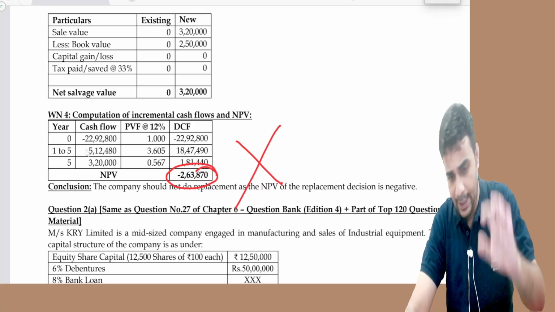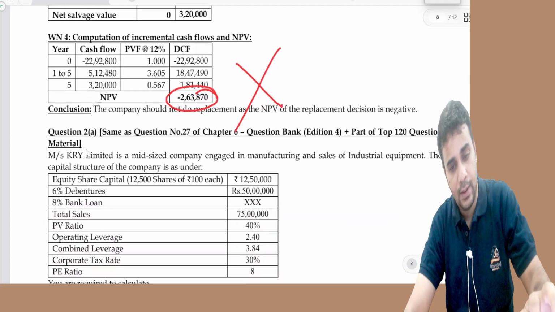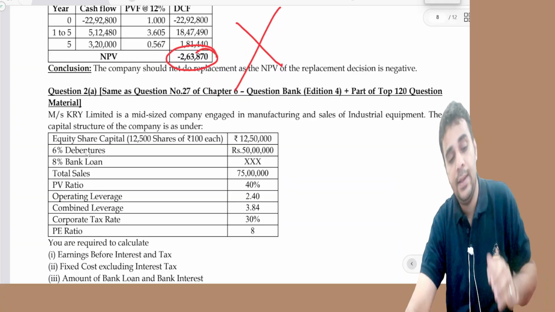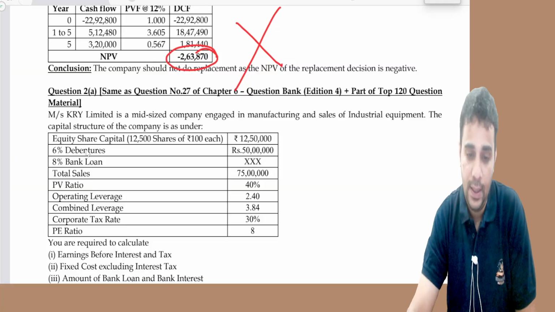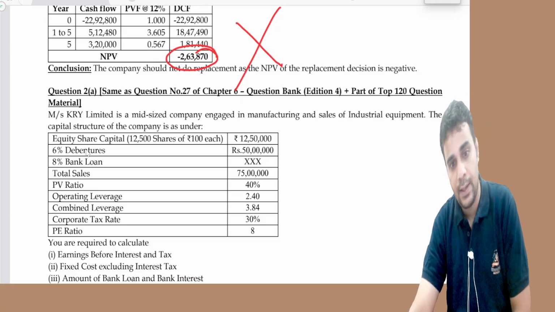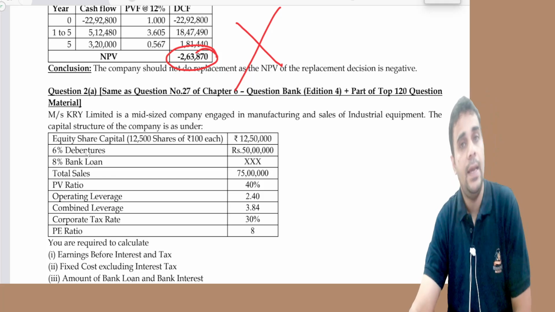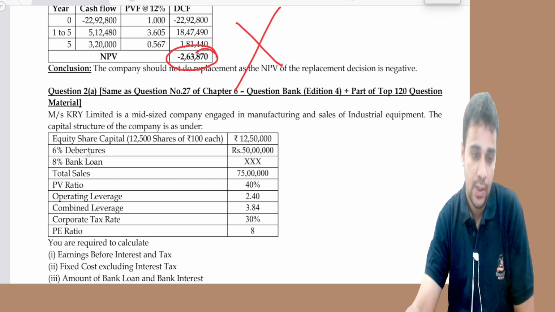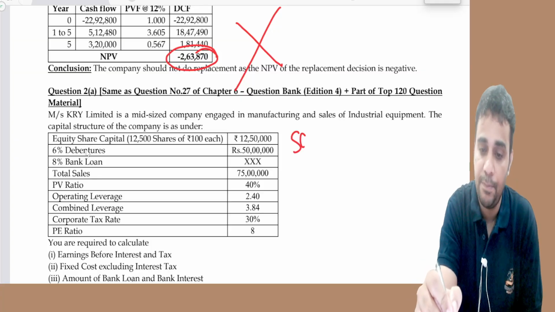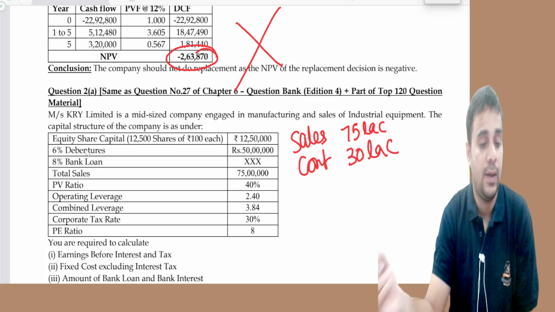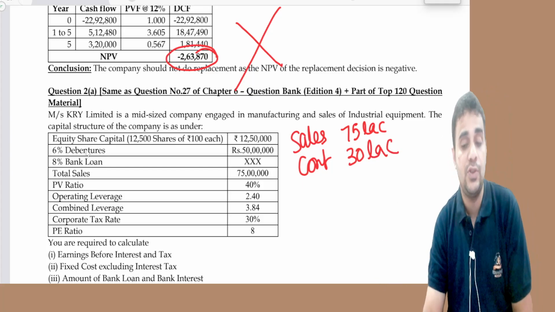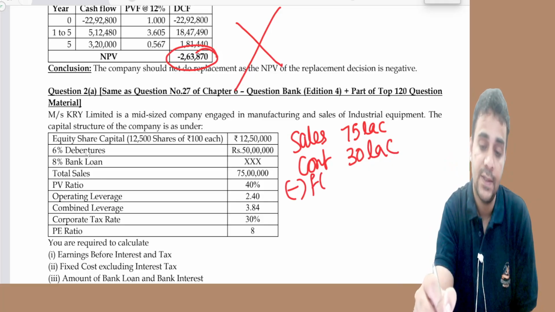Question 2a on leverages. On leverages, reverse working question. I have equity capital 12,500 shares. Debentures is there. 8% bank loan, question mark. I have total sales, so we'll write it side by side. Sales 75 lakh. Contribution 30 lakh, 40%. Operating leverage 2.4.